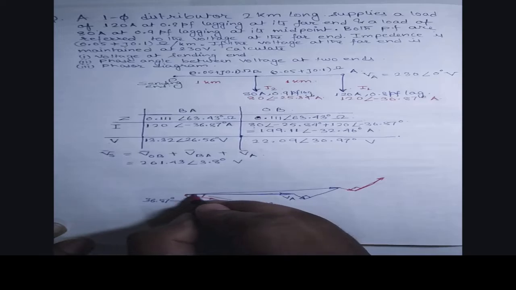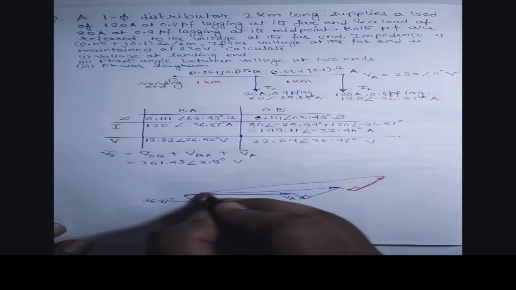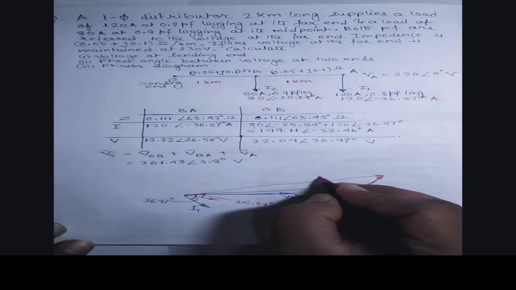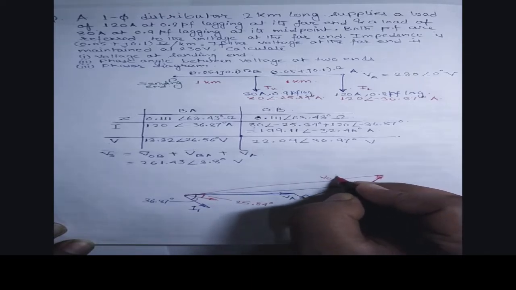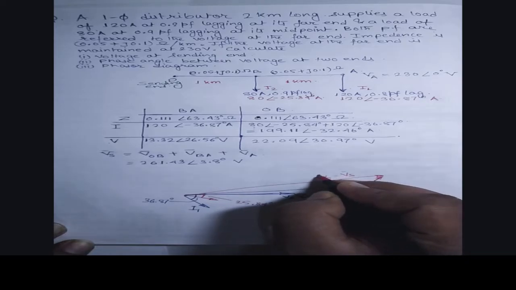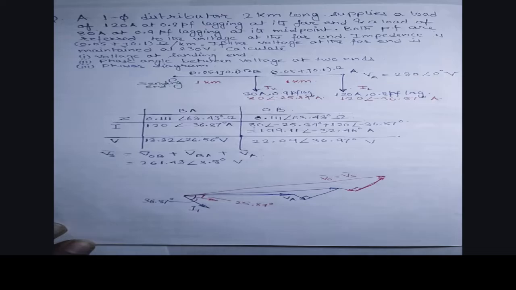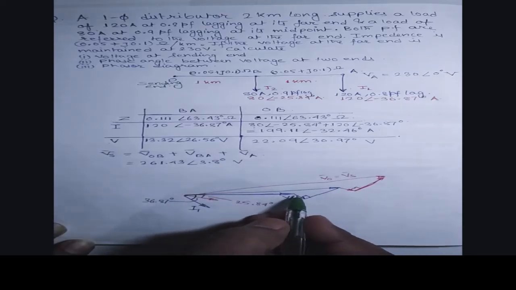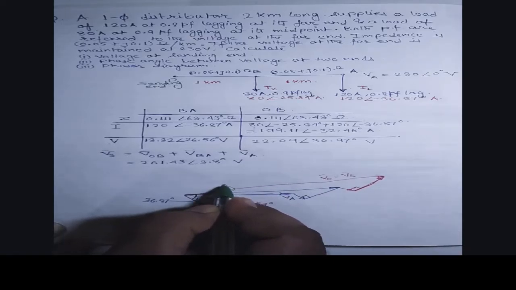And if we add up this phasor, this will be our sending end voltage, VS. Okay. Now the question is, which angle is 3.8? The angle between VA and VS, that is this angle. This angle is 3.8 degree.